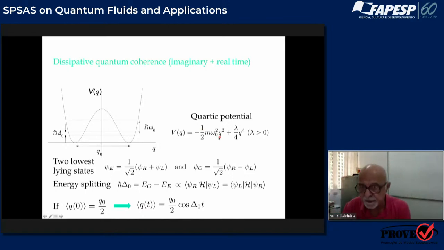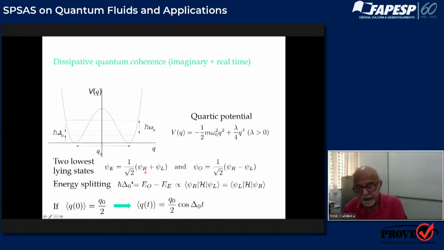For the bistable potential, we have some sort of quartic potential. And then, just remembering what happens for the non-dissipative system, what we have is these two lowest eigenstates, psi even, psi odd, which are the linear combinations of the states of the particle on the right and on the left. Mind you, every time I'm talking about a particle, this particle is fictitious, right? Actually, it's the thing represented by that collective coordinate.